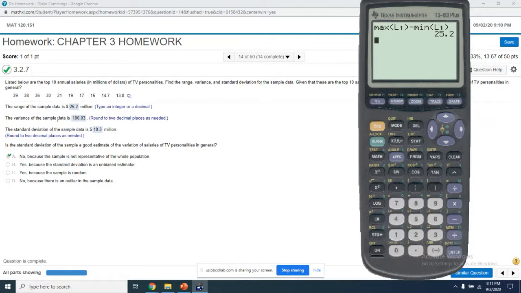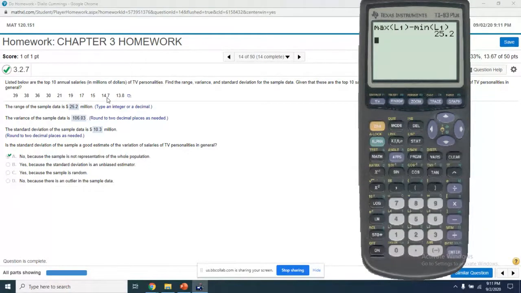In order to find the variance, now here's the relationship between the standard deviation and the variance. The standard deviation is S. The sample variance is S squared. So if you take the variance and take its square root, that would give you the standard deviation. If you're given the standard deviation and you want to find the sample variance, you would simply take the standard deviation and square it.